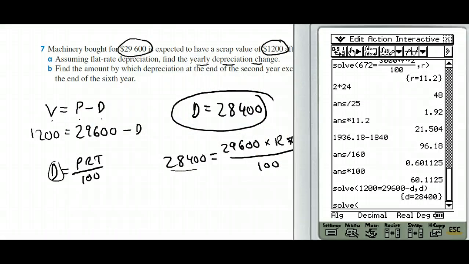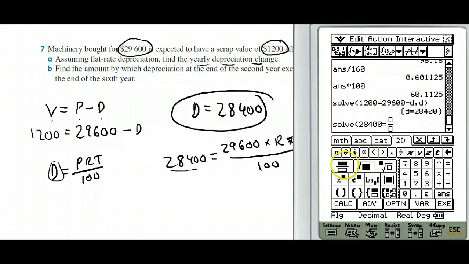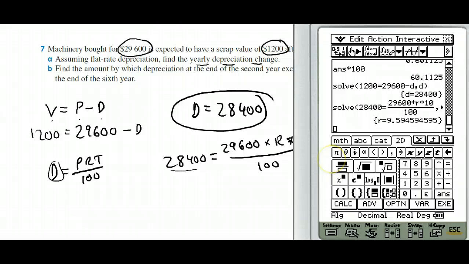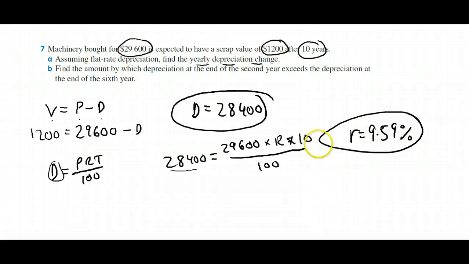Okay, so if we solve for 28,400 equals, and then we're going to put in a calculator, we're going to use the keyboard function to put in a fraction. 29,600 times R times 10 years over 100, and we want to solve for R. So we get R equals 9.59. That's the flat rate of interest, flat rate of depreciation for this machine.